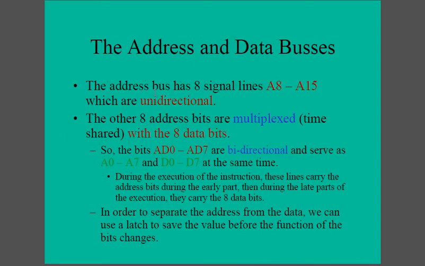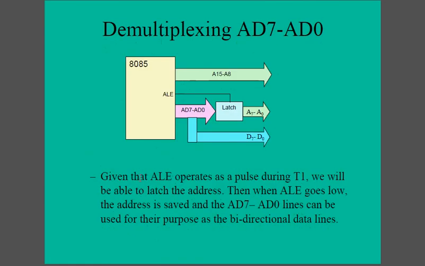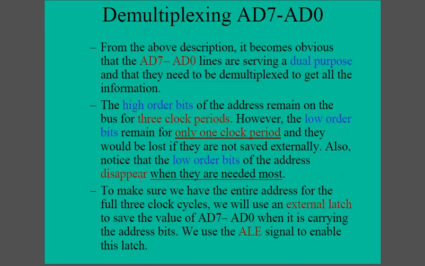Okay, the address and data bus. I've already covered this. A8 to A15 is unidirectional because it is the address bus, but the lower address lines, AD0 to AD7, are bidirectional, and can serve as address bus A0 to A7 and also data bus D0 to D7. This is the multiplexing part. We use the ALE signal to enable the latch, to differentiate whether the bus is being used as address or data.